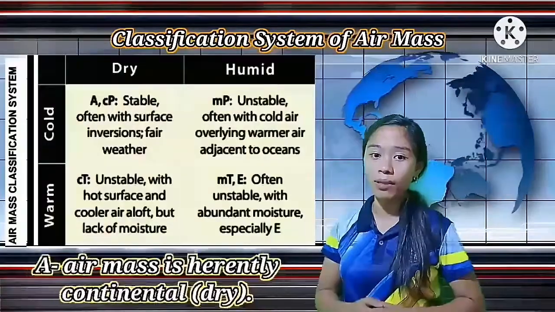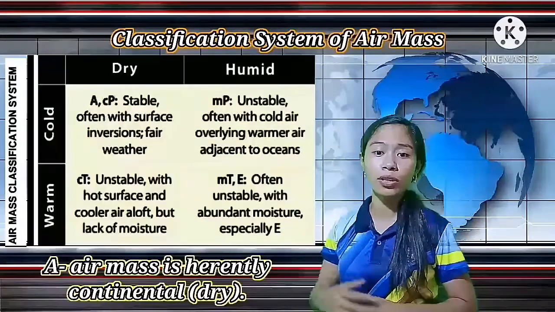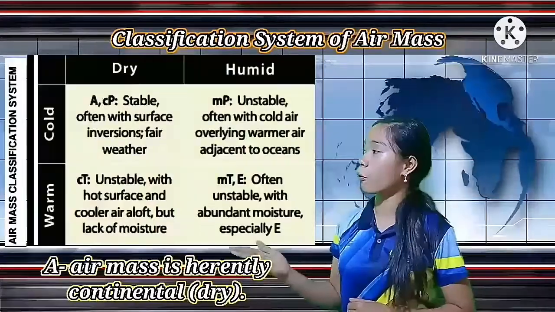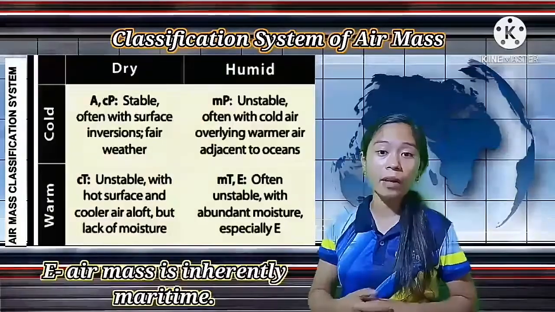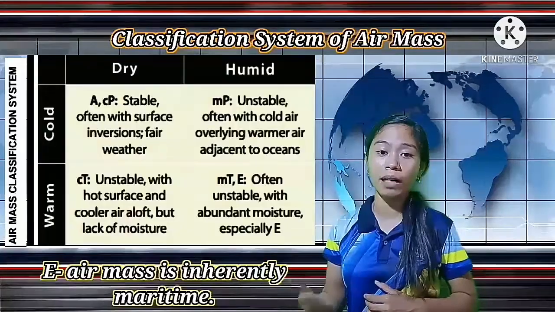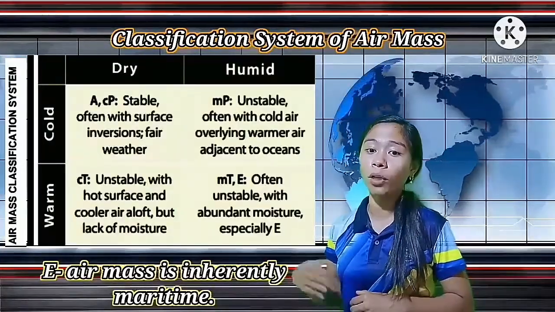An A air mass is inherently continental or dry because water in such areas is often frozen. An E air mass is inherently maritime because so much of the air at equatorial latitudes is over or near a source of water.